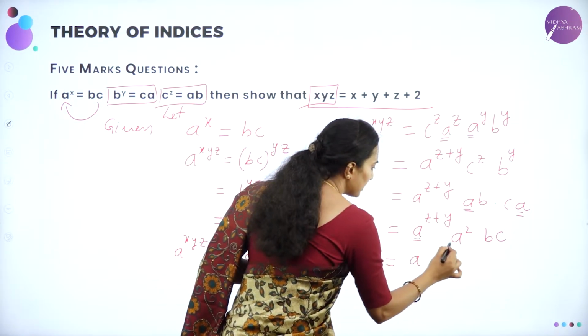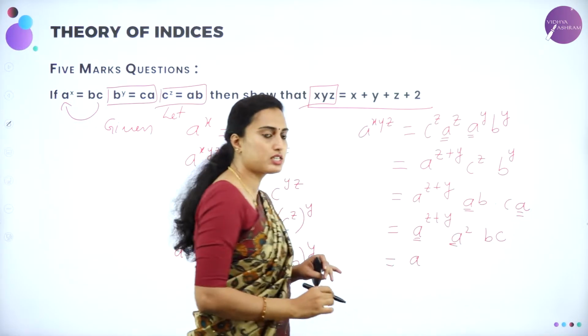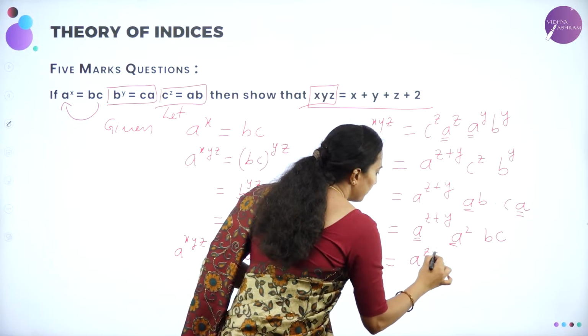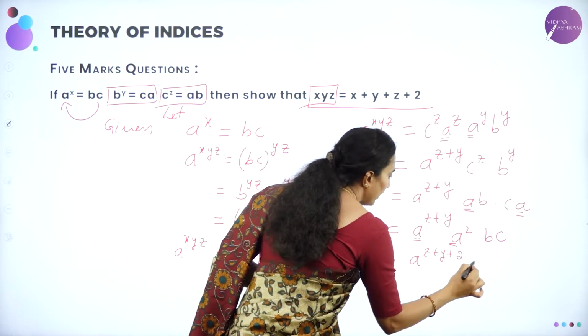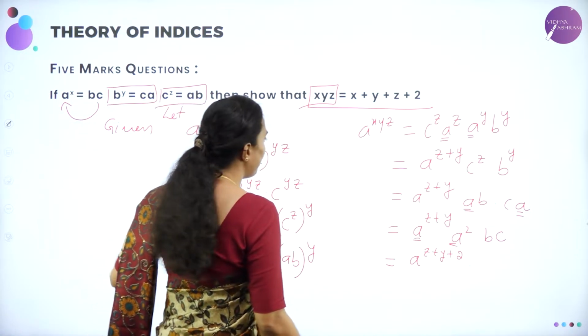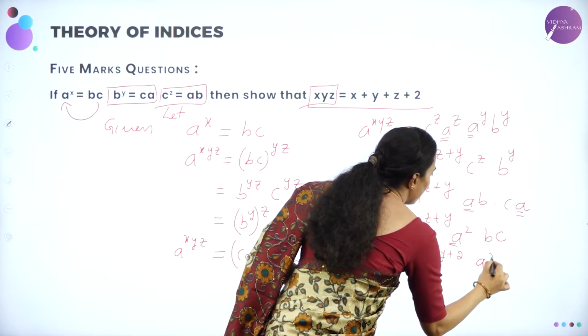Now again the bases are the same. I can add the powers. The power is Z plus Y, here the power is 2. So what will it become? Z plus Y plus 2, into BC. BC is nothing but what? You know BC is nothing but A power X. So BC is A power X.